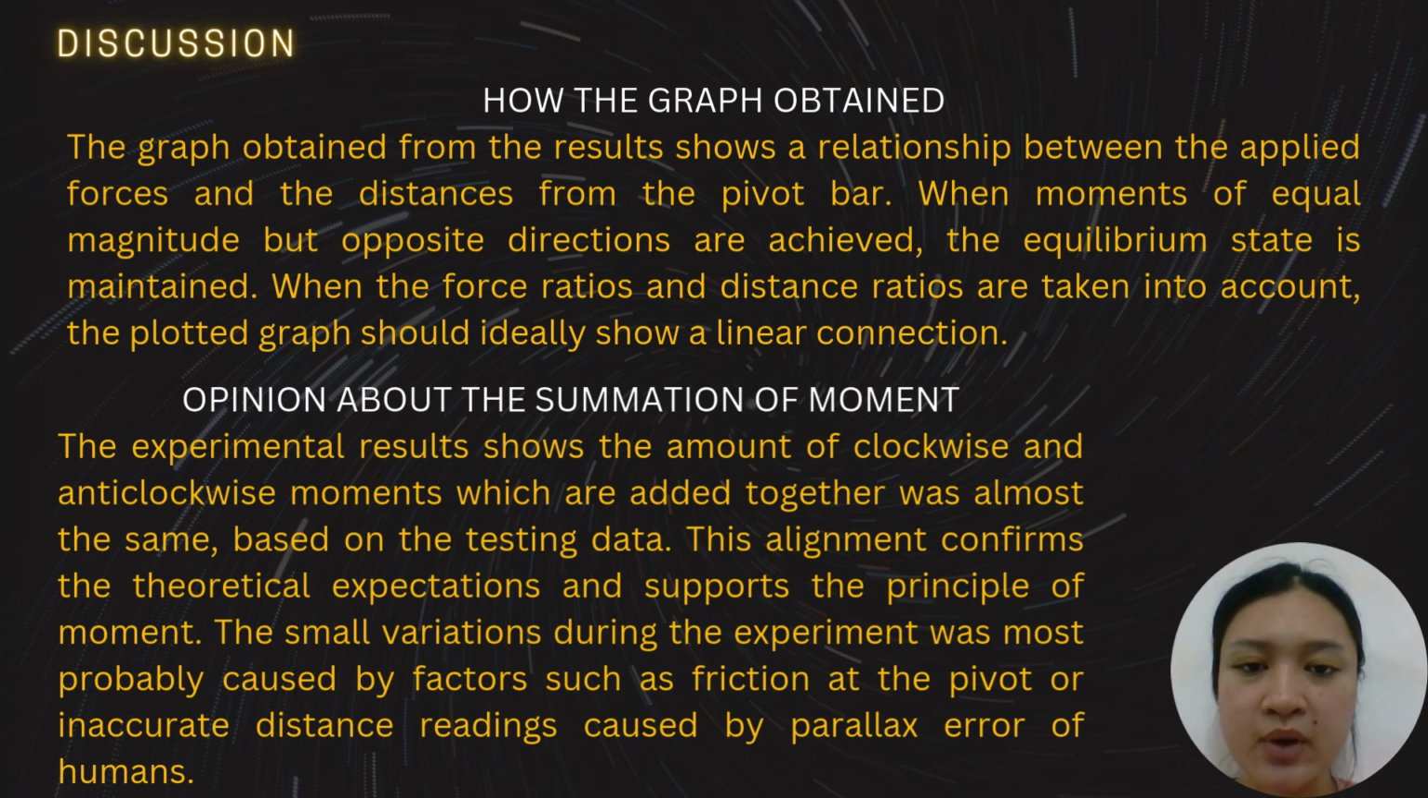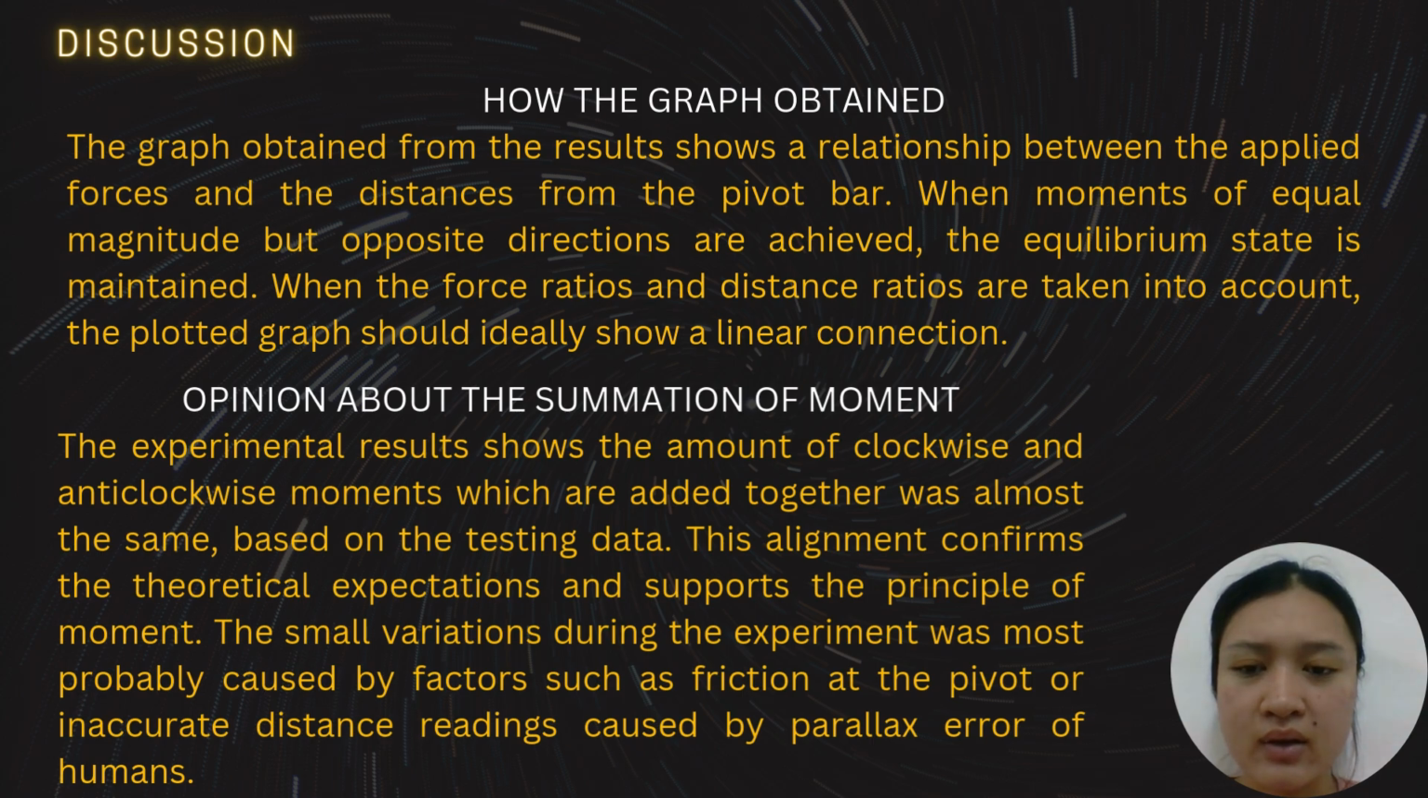I'm going to talk about a group discussion on how the graph was obtained. The graph obtained from the result shows a relationship between the applied forces and the distances from the pivot bar. When moments of equal magnitude but opposite directions are achieved, the equilibrium state is maintained. When the force ratios and distance ratios are taken into account, the plotted graph should show a linear connection.